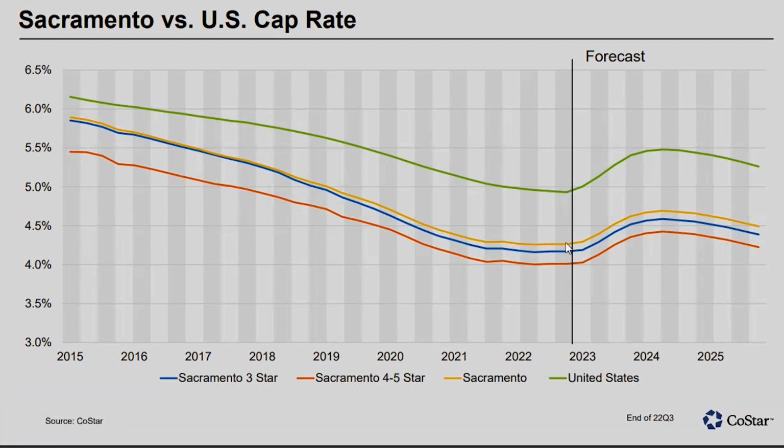And so you just have to decide how much that spread is worth to you to get that extra return. I would actually say Del Paso might even be up here, but you get the idea. The Sacramento market as a whole is right here. The 4 to 5 star is here, and the 3 star is here. I would say that 2 star is probably up here. Okay.